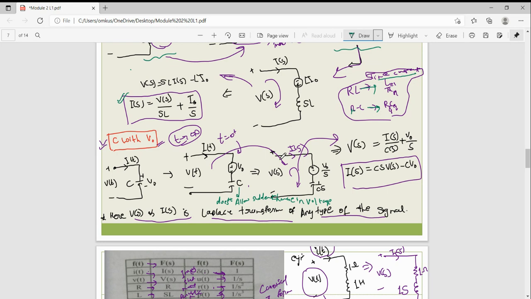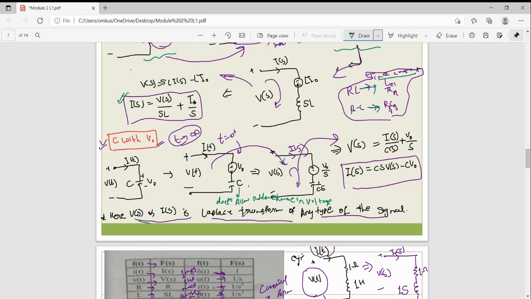Once you simplify this capacitor with V naught, replace these whole terms in terms of frequency domain analysis. That is, v of t is represented as V of s and I of s, V naught by s and 1 by Cs. See, I already told you, whenever the initial condition is present with any passive element, that is nothing but your step input. So this passive element associated with V naught acts as an active source. So this is nothing but your step input. So what is the Laplace transform of that step response? It is V naught by s.